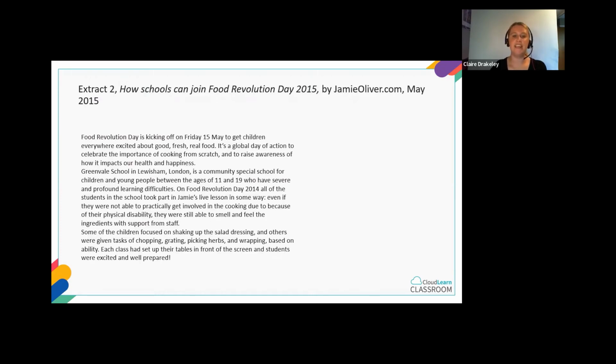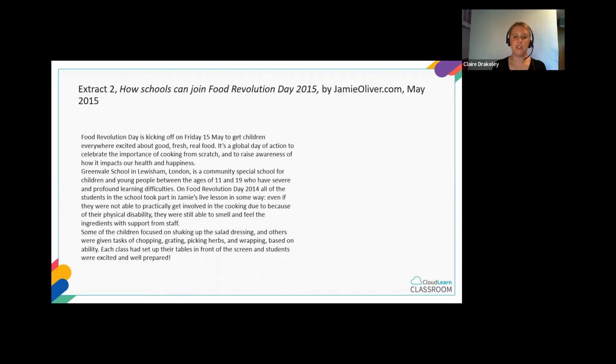Food Revolution Day is kicking off on Friday the 15th of May to get children everywhere excited about good, fresh, real food. It's a global day of action to celebrate the importance of cooking from scratch and to raise awareness of how it impacts our health and happiness. Greenvale School in Lewisham, London is a community special school for children and young people between the ages of 11 and 19 who have severe and profound learning difficulties.